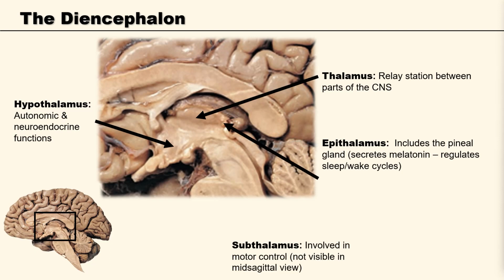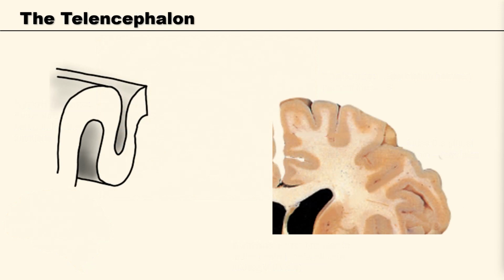So let's have a look at the meat and potatoes of the area for the bulk of what we need to cover for today. This is the telencephalon, the most advanced and highly developed area of the brain that sets us apart from the other mammals. The telencephalon can be seen on this coronal image here.